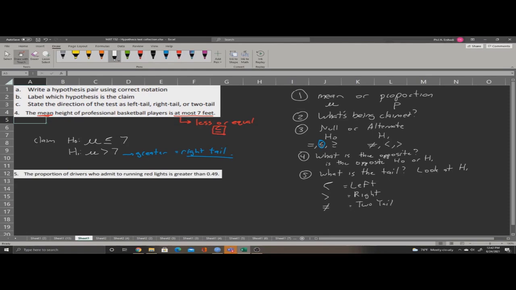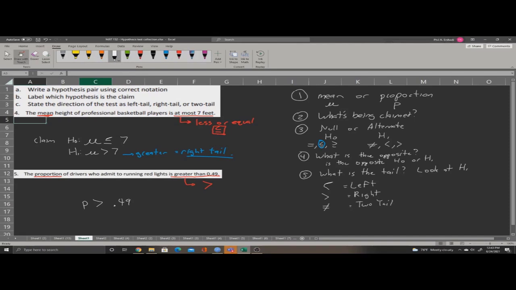Let's follow the same procedure for problem 5. The proportion of drivers who admit to running red lights is greater than 0.49. Step 1, is this mean or proportion? The second word in the sentence talks about proportion, so that's a clue that this will be a proportion question, and we'll begin by writing p. We ask ourselves now what's being claimed. The claim was that the proportion of drivers running the red lights is greater than 0.49. Greater than will be this symbol. So we'll write greater than 0.49.